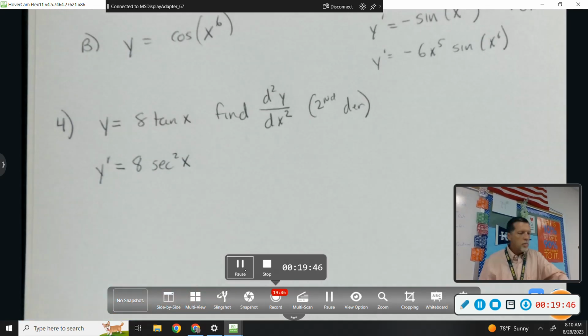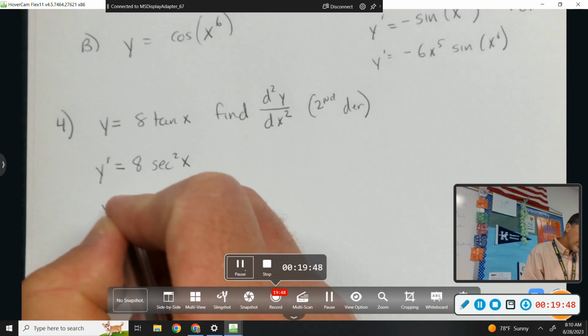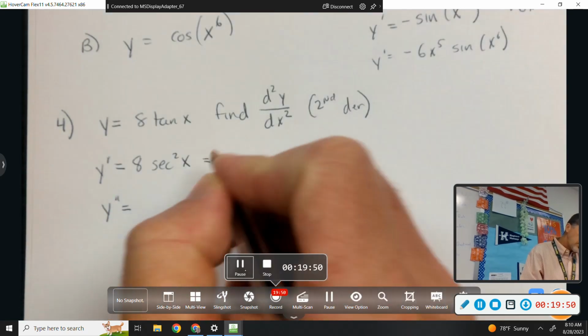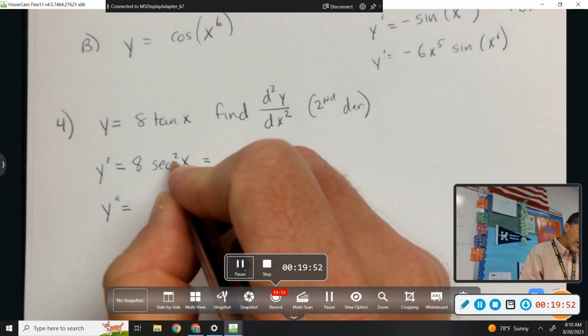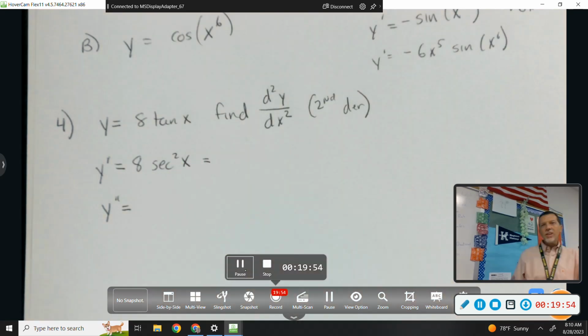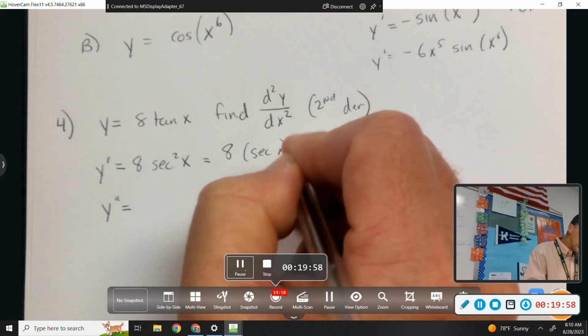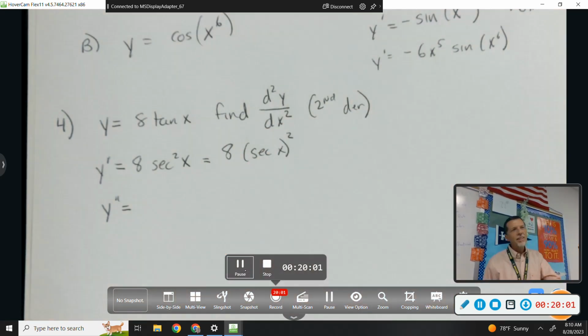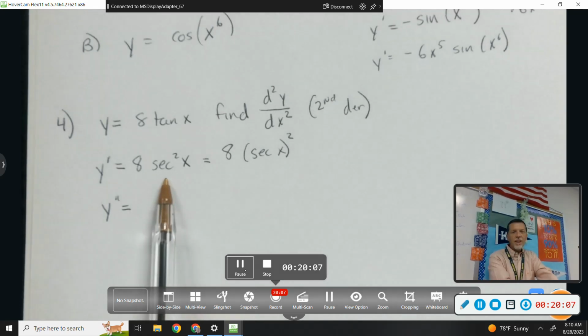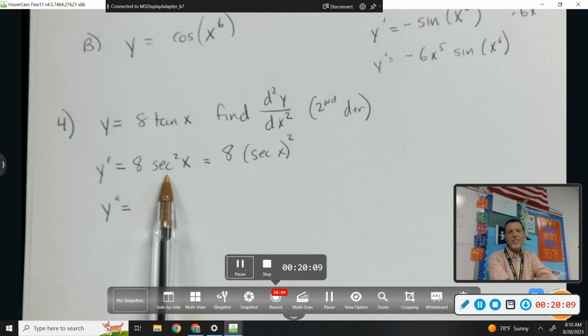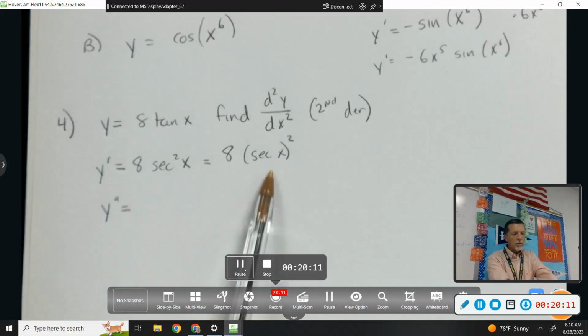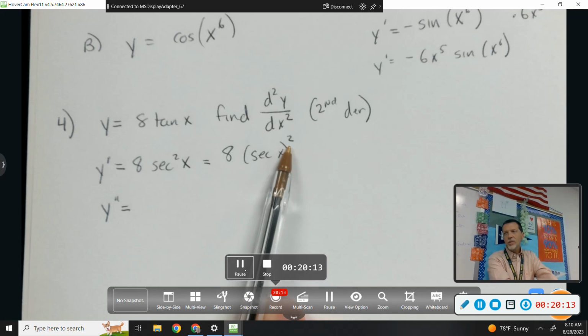But if I want a second derivative, and these trig functions where they write the squared like that always throw people off. If it's helpful for you, it might be wise to rewrite it like that. Then it becomes a little more clear as to who the outer function is. When it's written like this, you might be tempted to think secant is the outermost function. But when you write it like this, it's pretty clear that the squared is the outermost.